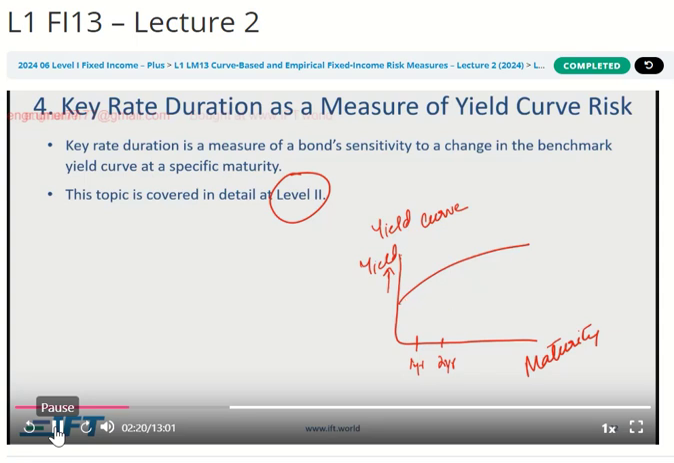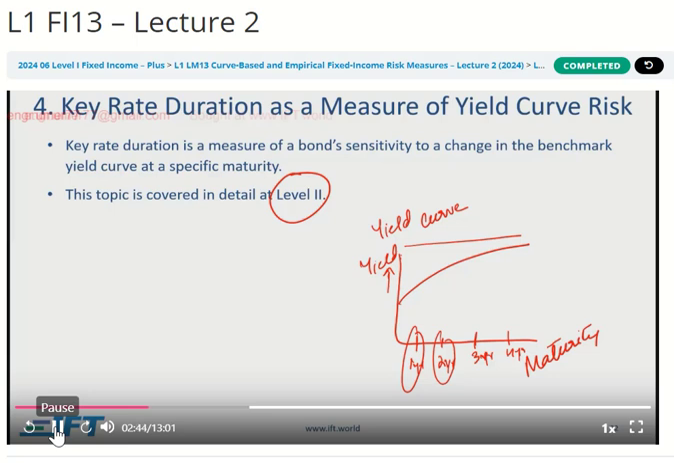So for non-parallel shifts, the rates for different maturities are not changing equally, right? In a parallel shift, they would change equally. But if the long end is staying the same and the short end is going up, then your 1 year rate is going up, your 2 year rate is going up, but your 3 year and 4 year rates are not going up that much.